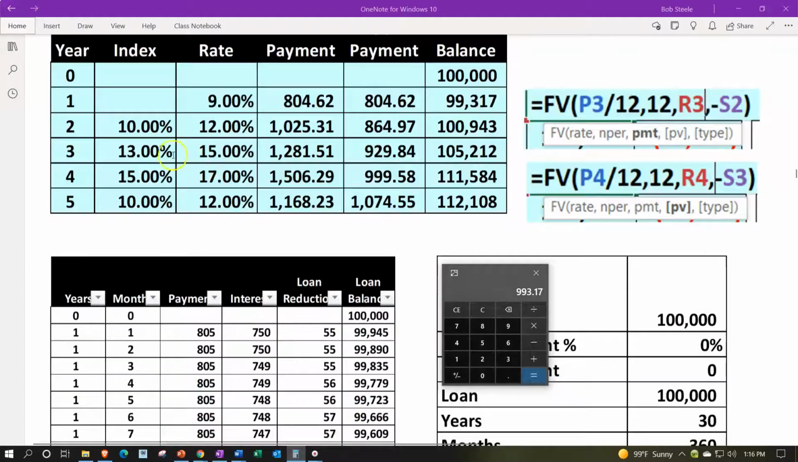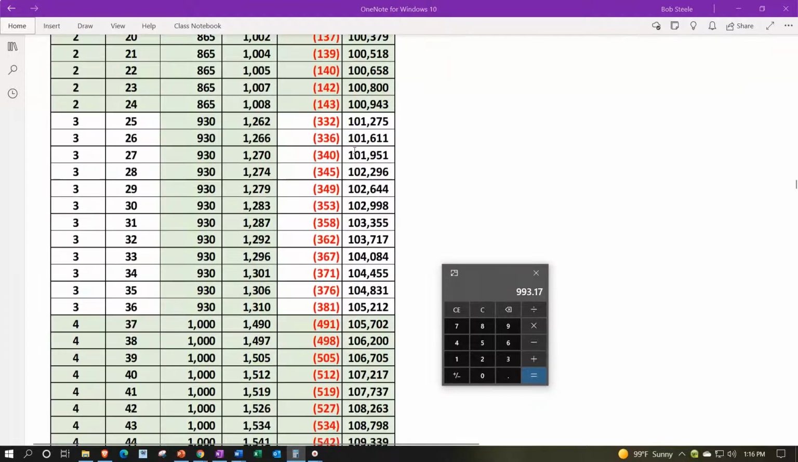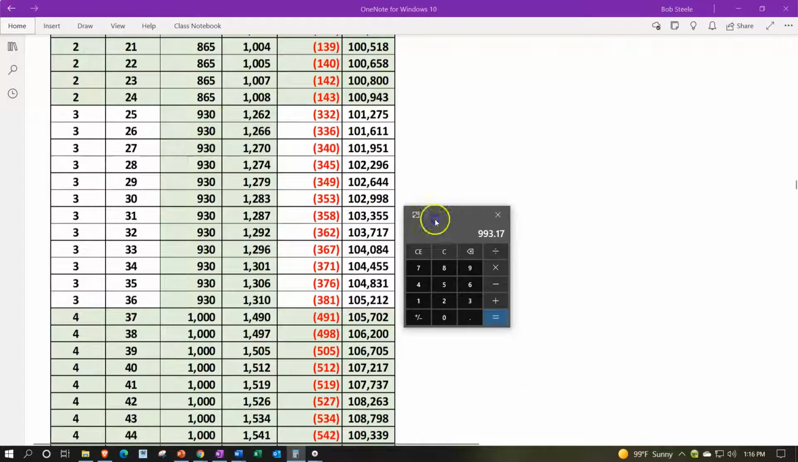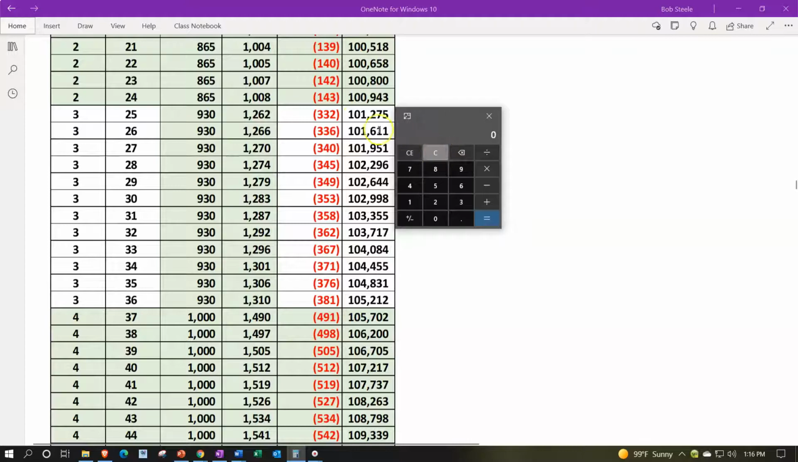Then in year 3, we're now increasing it. In year 3, as we can see, it went up to 15%, which would result in a payment of 1,281, but we capped it at 929 on the payment. So in year 3, then now we got the 930 on the payments that we capped, but the interest is still calculated at 15%, 100,943 times 0.15 divided by 12. So that means the interest is at 1,262, but we're only paying 930 because we capped it. So now we have a substantial amount of negative amortization.